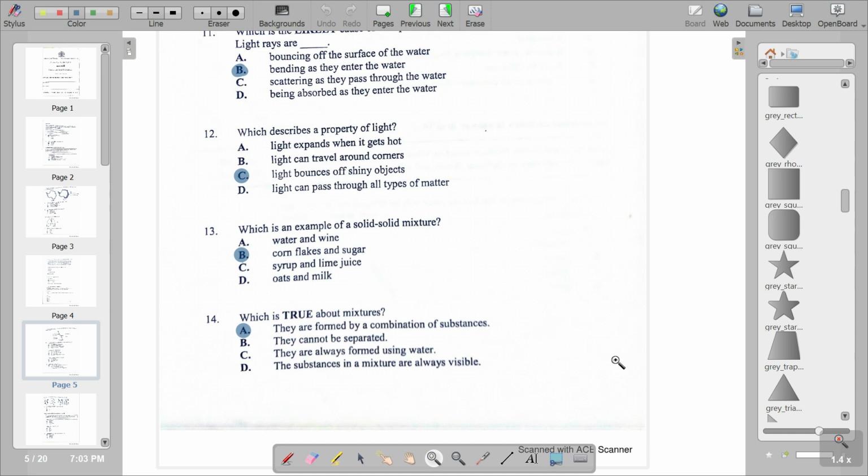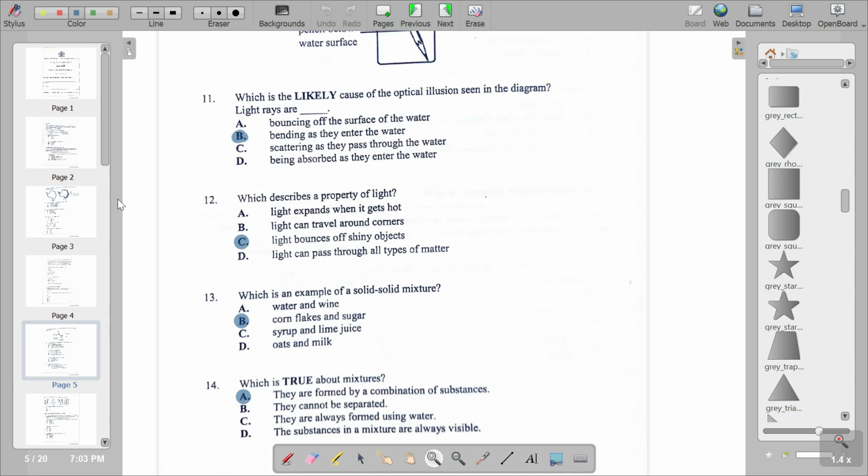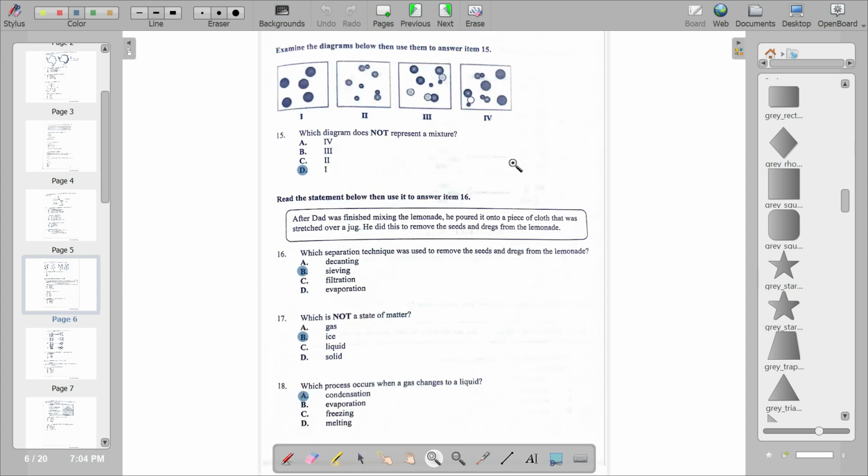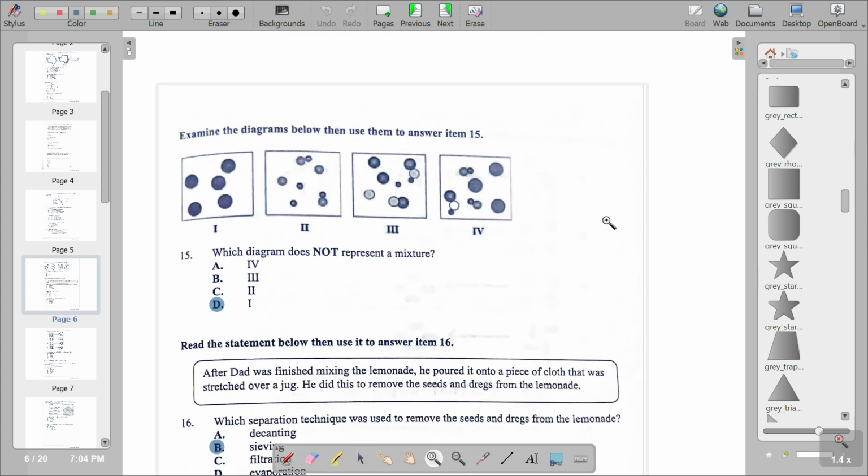All right, so A would be my answer. What would yours be? I think I'm doing well so far. Let me make this a little bigger.